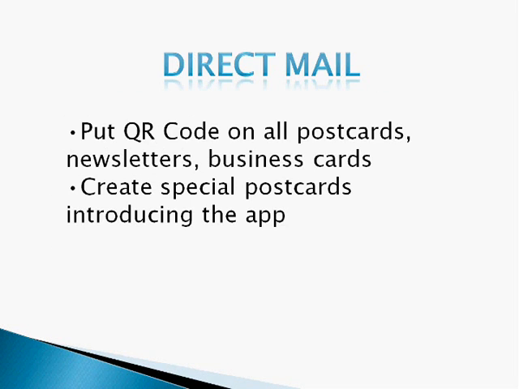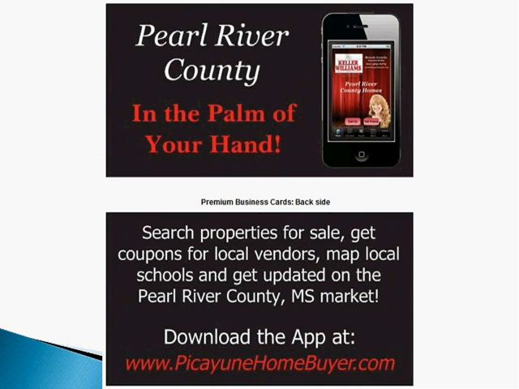Now, with direct mail, what you can do is actually put this QR code on all your postcards, newsletters, and business cards. You can create special postcards that introduce the app. Here I have an example of a business card. As you can see, the top part is the front of the business card. It's pretty basic, not too much information, but it does show them the app. And then you can have information here on what it is that they're looking at. On the back, I have search properties for sale, get coupons for local vendors, map local schools, and get updated on the market. So it shows exactly where for them to go to download the app.